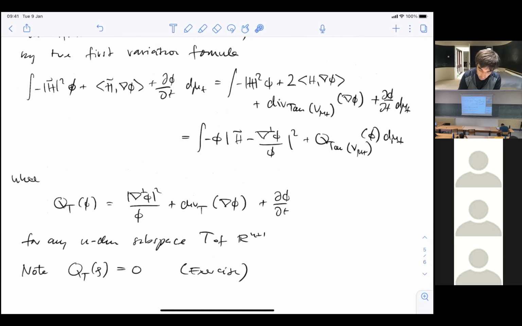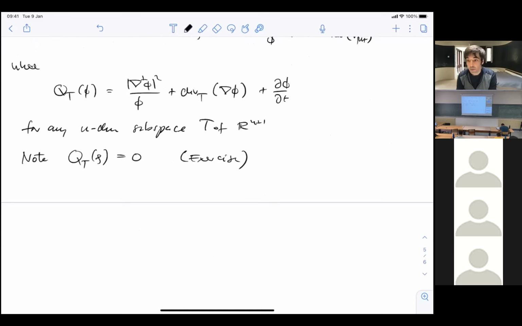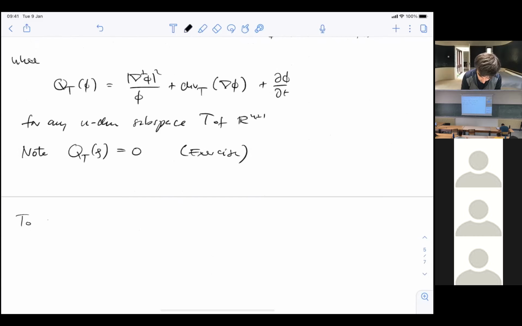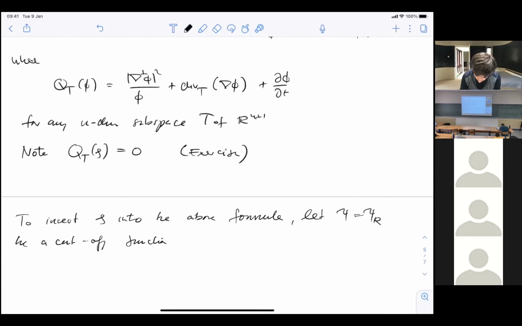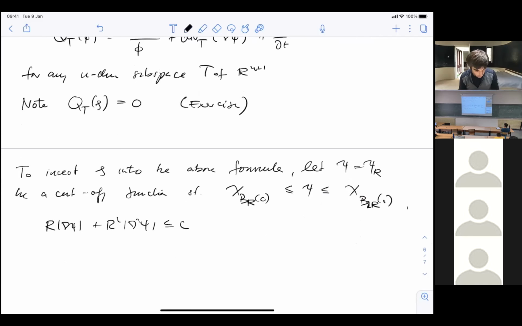Now we have to argue that instead of having a test function, we want to insert rho. So the usual thing is, we do a cutoff to insert rho into the above formula. We take a cutoff function psi = psi_r such that it is 1 on the ball of radius r around the origin, and it is 0 outside the ball of radius 2r. And we want r times |grad psi| plus r squared times the Hessian of psi to be bounded by some constant. It's just a normal cutoff function. Just take it radial if you want to.